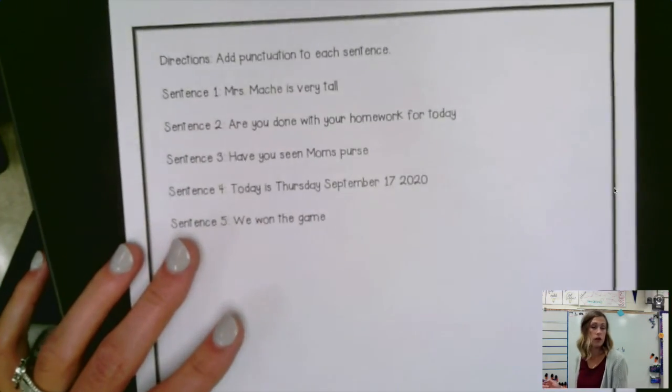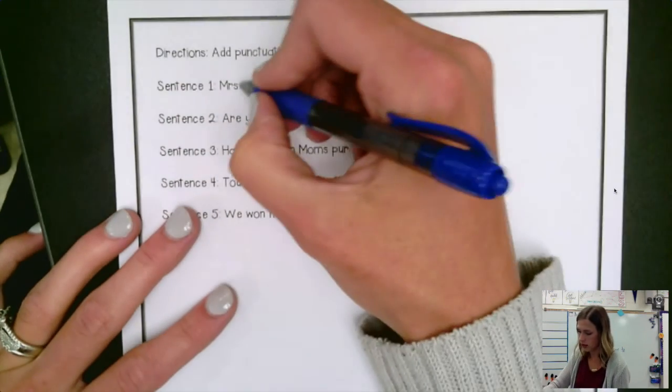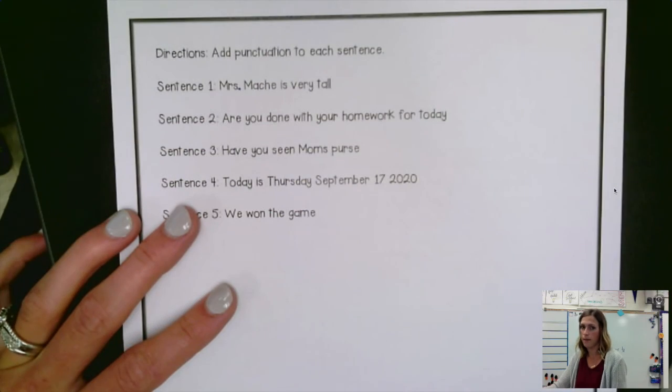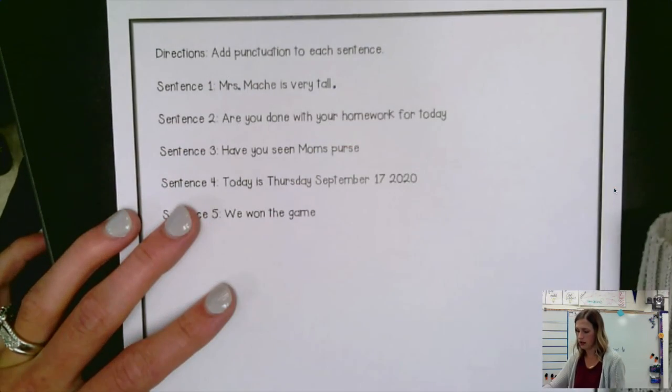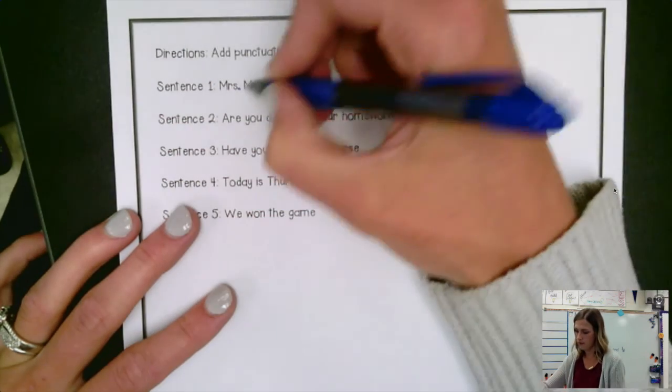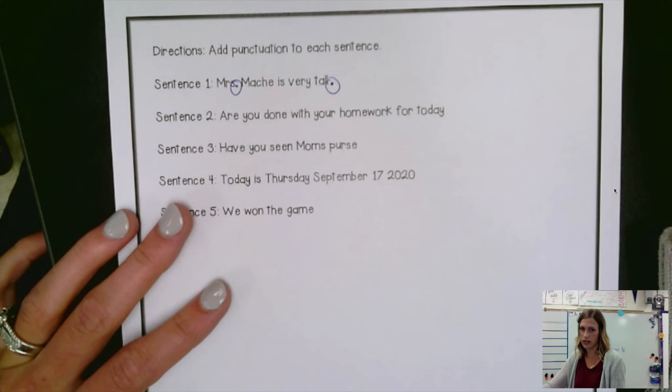We've got some examples to practice here. First one, Mrs. Mackey is very tall. Mrs. would be an abbreviation, so a period should be there. Then at the end of the sentence, is very tall, a period should be there. All right? Go ahead and just circle those so we see you put them there. Makes it easier for us to correct.